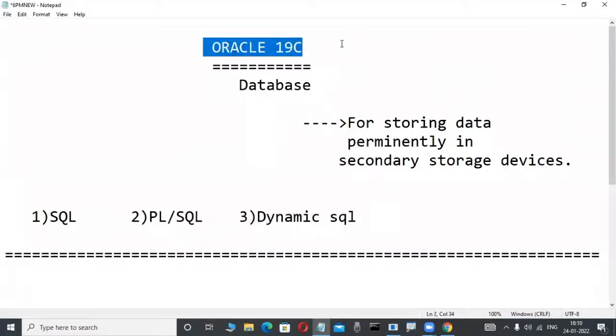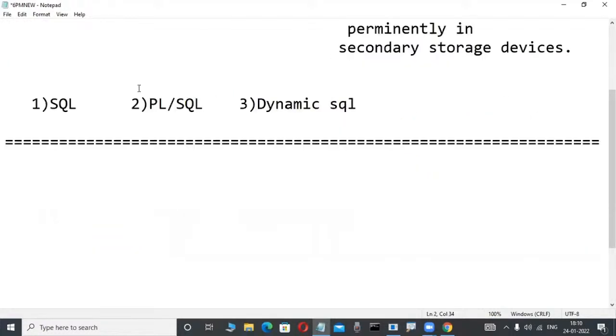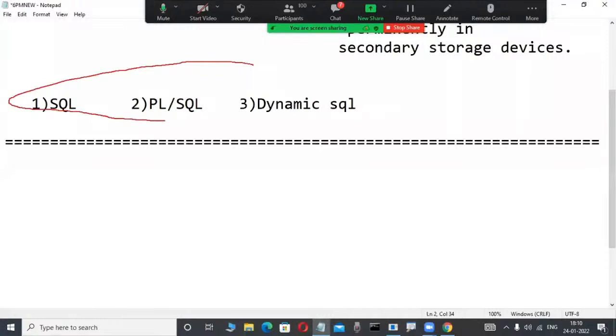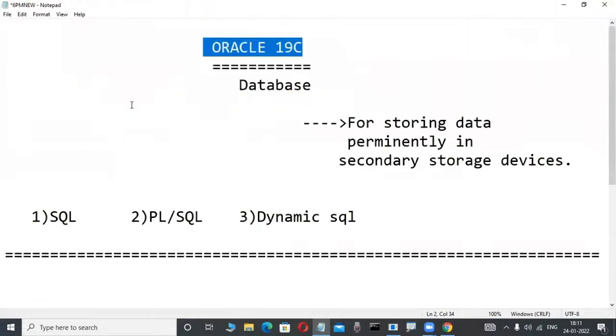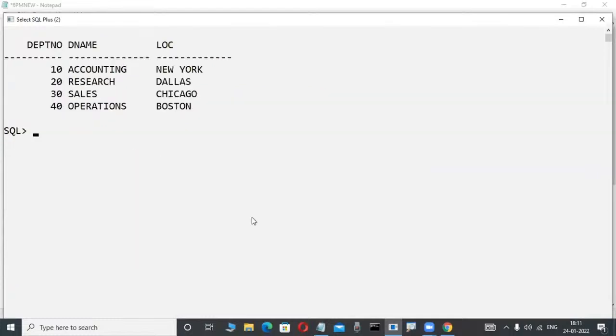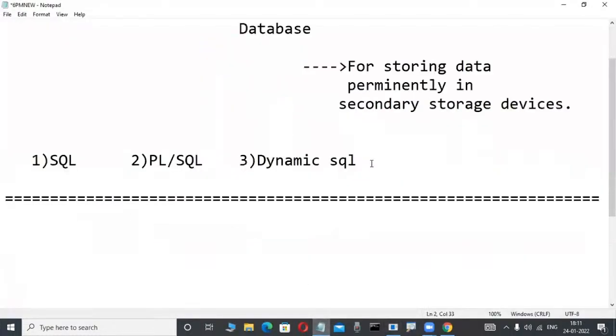Anybody learning an Oracle course worldwide, anywhere, not from me only, in that course they are telling about these three languages. What is SQL language? What is PL/SQL language? What is dynamic SQL? Big concepts only. Through these languages we are operating these types of products, otherwise the Oracle product. Up to this one I told in the previous classes.